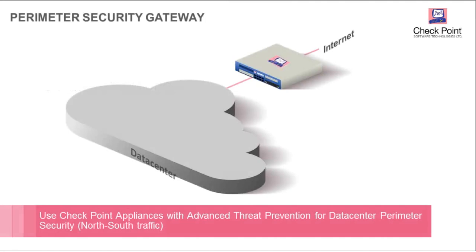We then talked about what's needed to address these challenges and how VSEC is the tool that we have at our disposal that effectively allows us to tackle these challenges and secure the software-defined data center. And to recap, we have a perimeter security gateway. This allows Check Point appliances to leverage advanced threat prevention for that north and southbound traffic, i.e. the traffic coming into our data center and going out to the outside world.